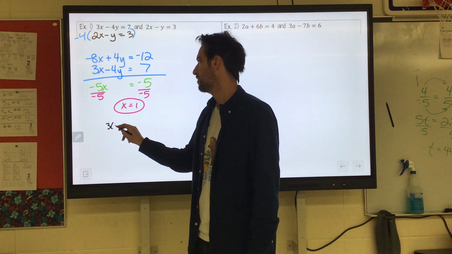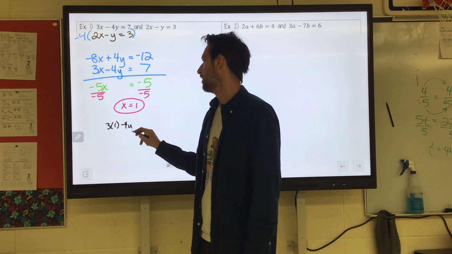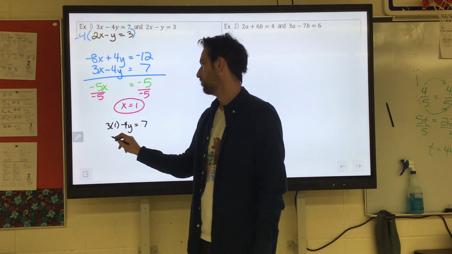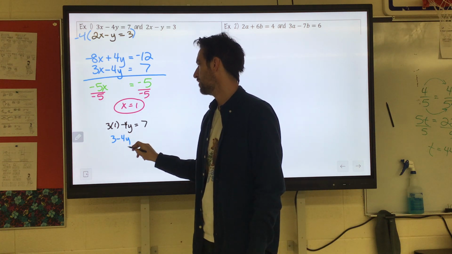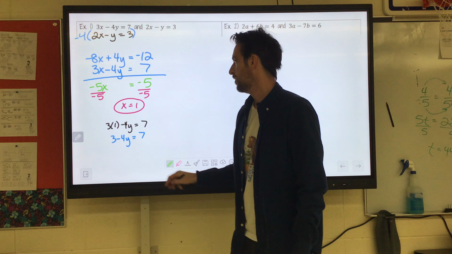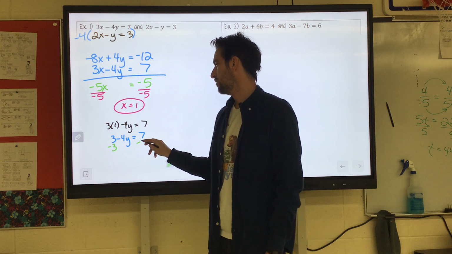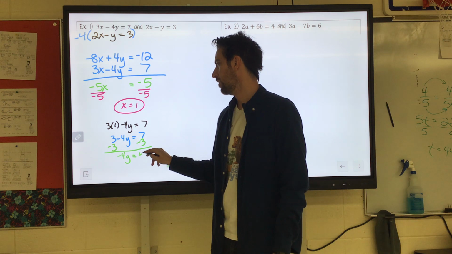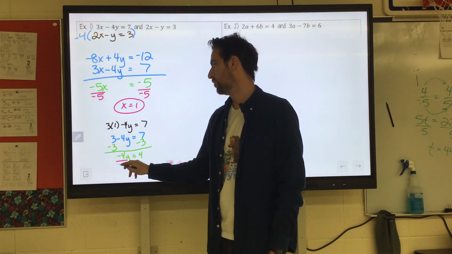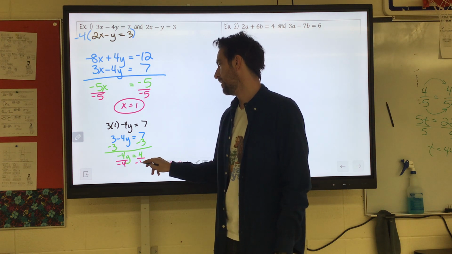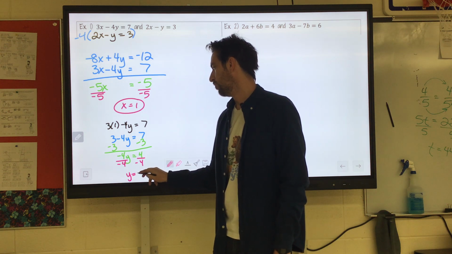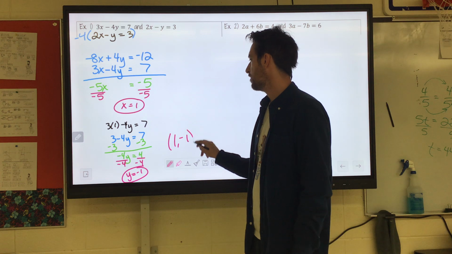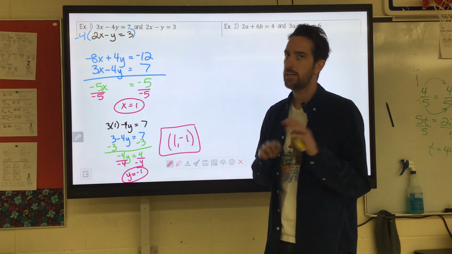Let's say I went with the first one. 3x minus 4y equals 7. Now 3 times 1 is 3. So we have 3 minus 4y equals 7. We could subtract 3 from both sides. That would give us negative 4y equals 4. And then we could divide both sides by negative 4. 4 divided by negative 4 is negative 1. So we write it as a coordinate. 1, negative 1. Try it out, dude.